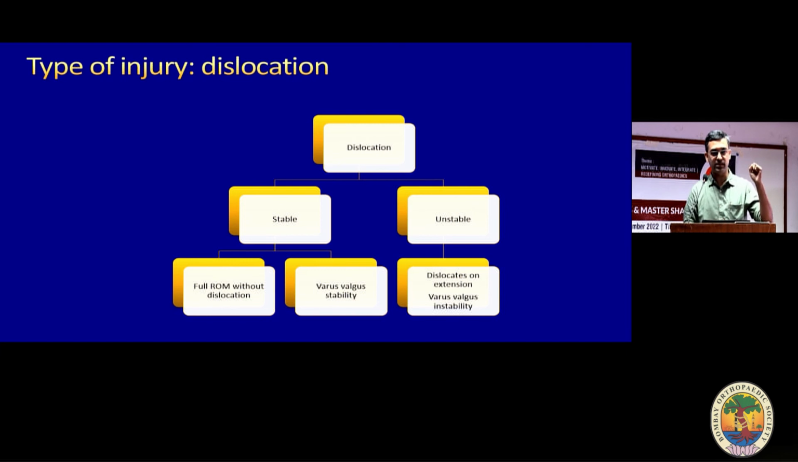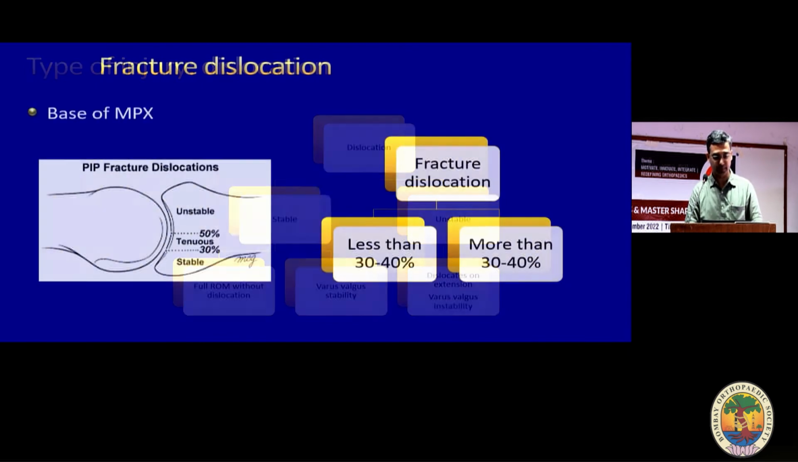If the joint is stable both in flexion extension and in mediolateral instability, usually you may not need to do much except protect it. However, if it's an unstable joint, then you may end up needing to do some intervention.